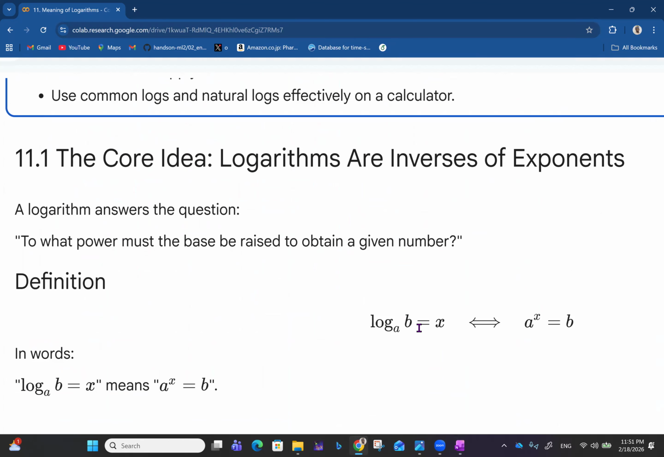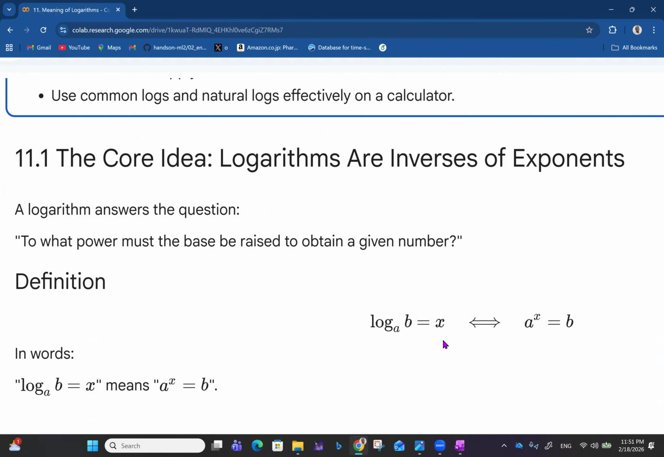For instance, you have log b base a: to what power should a be raised so that you can get b? That's what this means. So log b base a equals x means that to what power must you raise a so you can get b? And the answer is that you raise a to power x so you can get b.